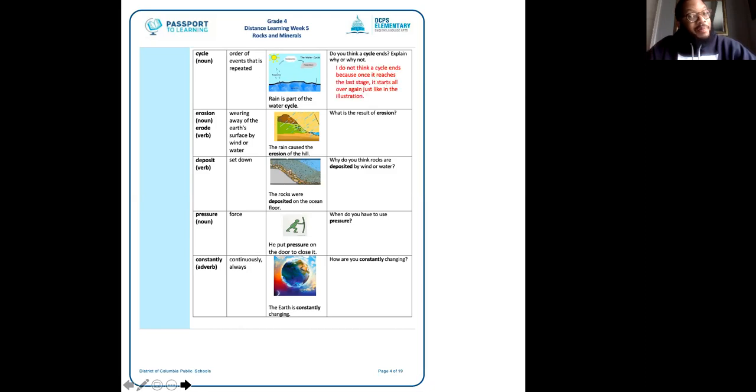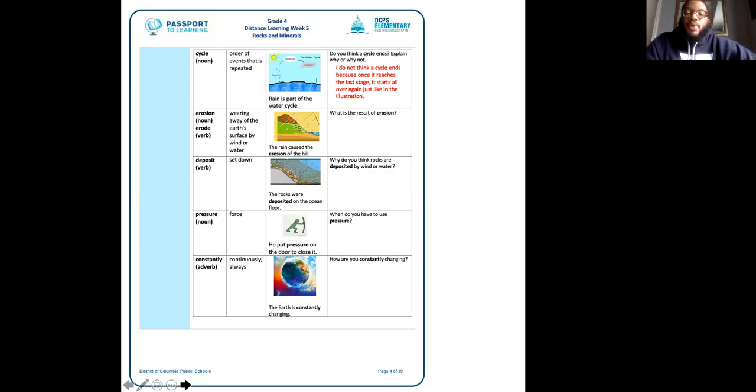You should have said no, and I'm going to tell you why. I said I do not think a cycle ends because once it reaches the last stage, it starts all over again, just like in the illustration. In the illustration, you see that there is no end. And the definition tells us that it is repeated. So whenever it reaches that last stage, it just starts right all over again.